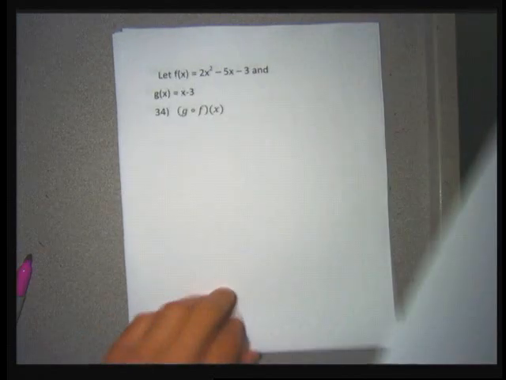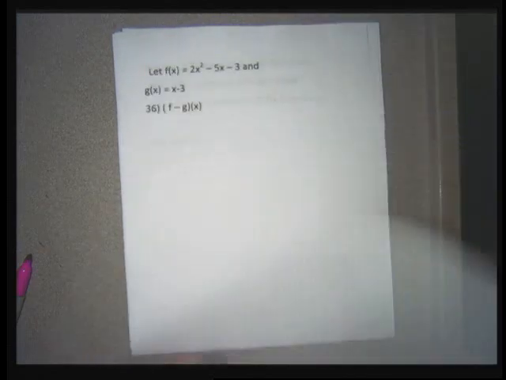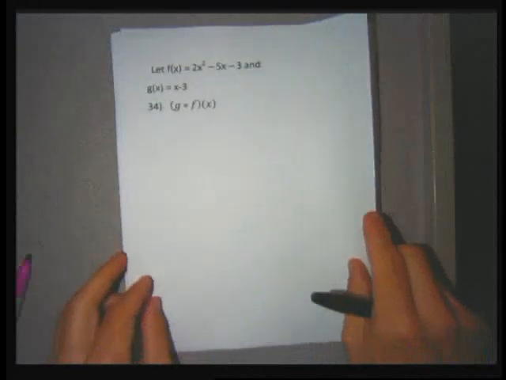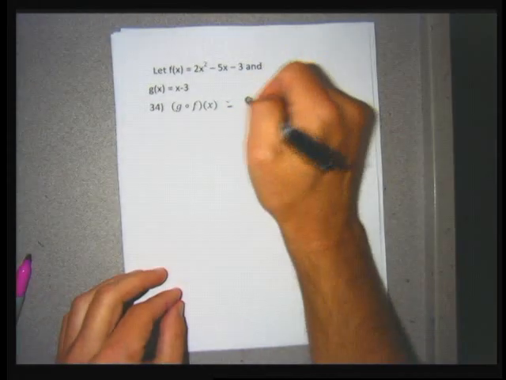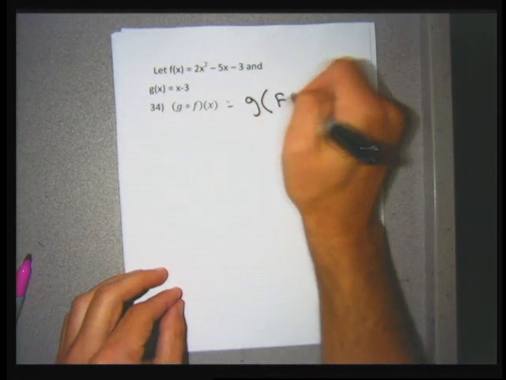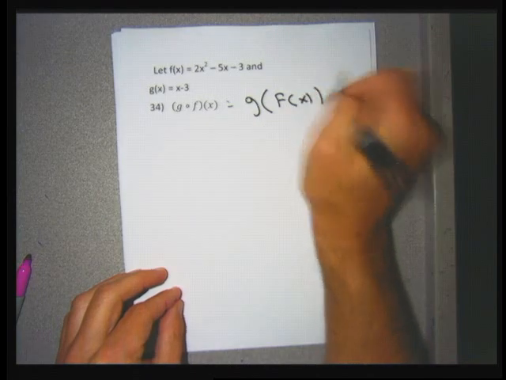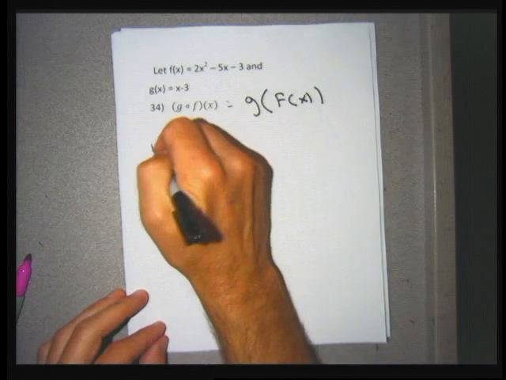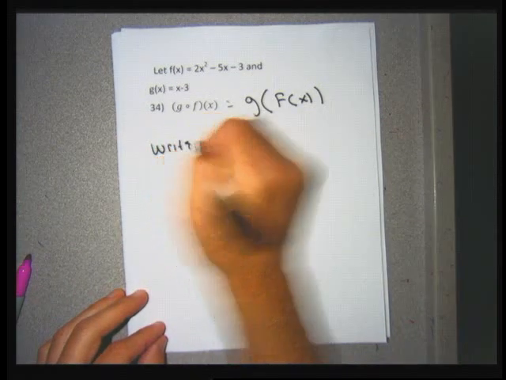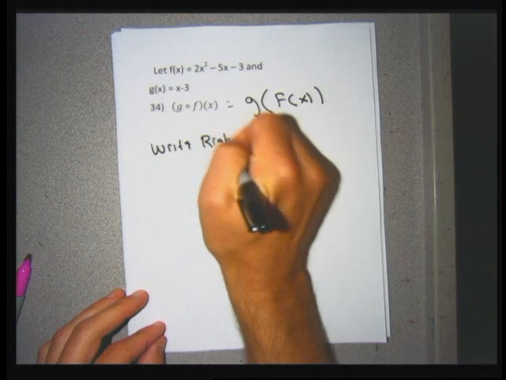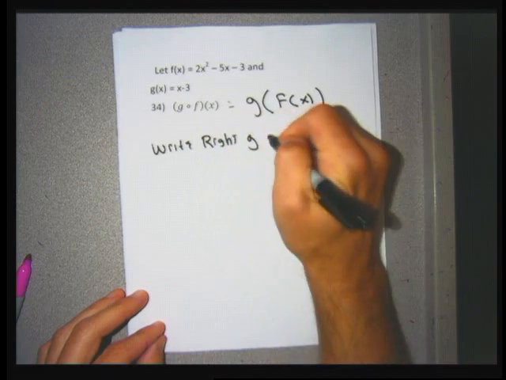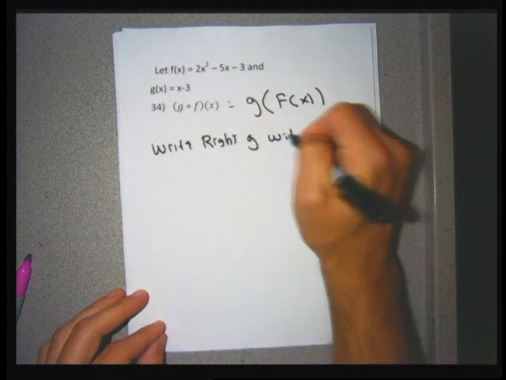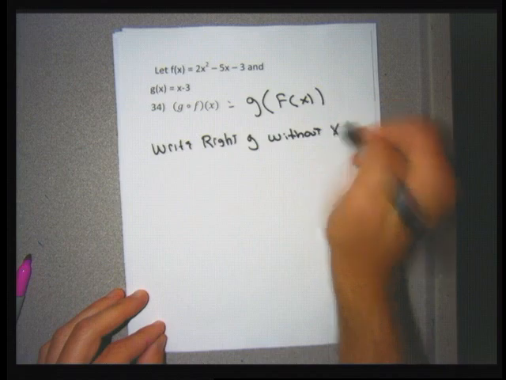Finally, another composition. And not such a bad composition either. 34, to do g composed with f of x, which is the same as g of f of x. I'm going to do this in 3 steps, but show them in once. First thing I do is I write the right side of the g function, because the g is written first, without the x.